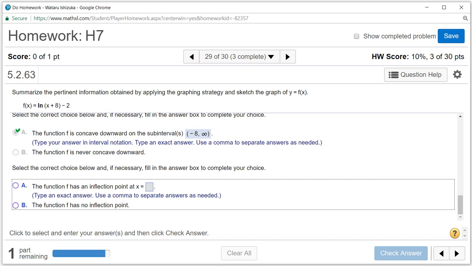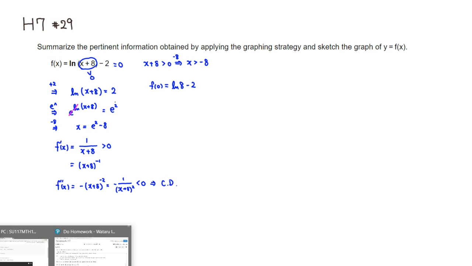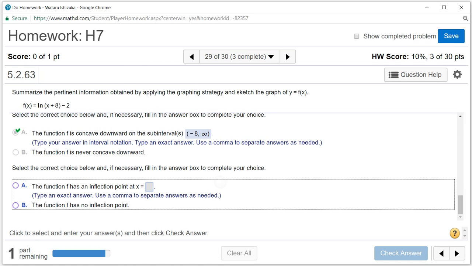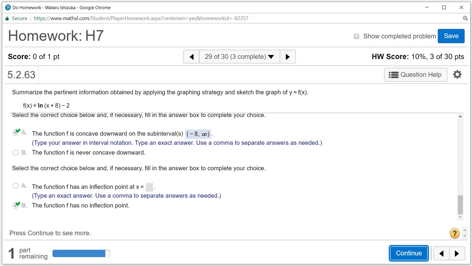So function has an inflection point. We're going to have to look for an inflection point. But remember that this function is always concave downwards, so of course concavity never changes, which means that there is no inflection point. So here there's no inflection point. Check the answer. Got that.